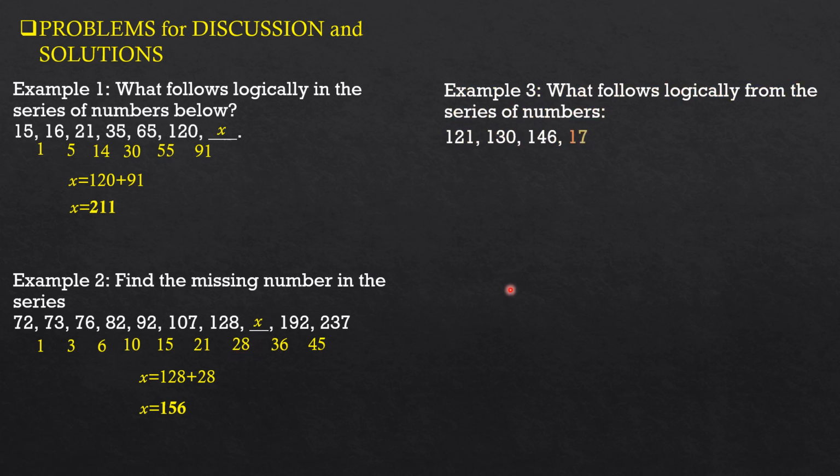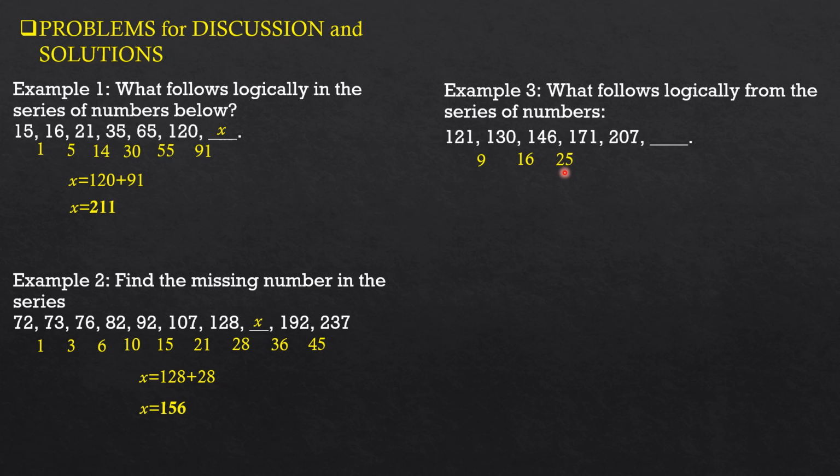Next example, what follows logically from the series of numbers 121, 130, 146, 171, 207, blank. So get the difference, 9. 9 is 3 square, next is 16, 4 square. I think you're familiar with it. So next is 5 square, 25. 171 minus 146 is 25.